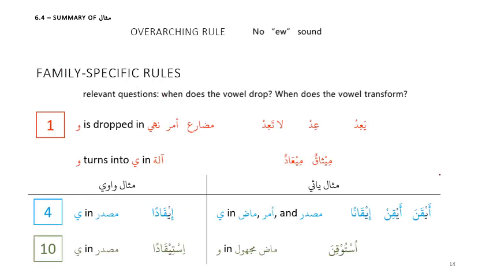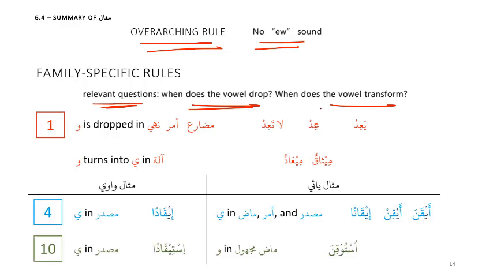All right, so this is the final slide which just summarizes. So when we talk about the overarching rule, the biggest rule to remember is that we don't want any U sound. So whenever there's a U sound, that means that something needs to be done. And what needs to be done? Here there are two key questions. Whether you drop the vowel or whether you transform the vowel.